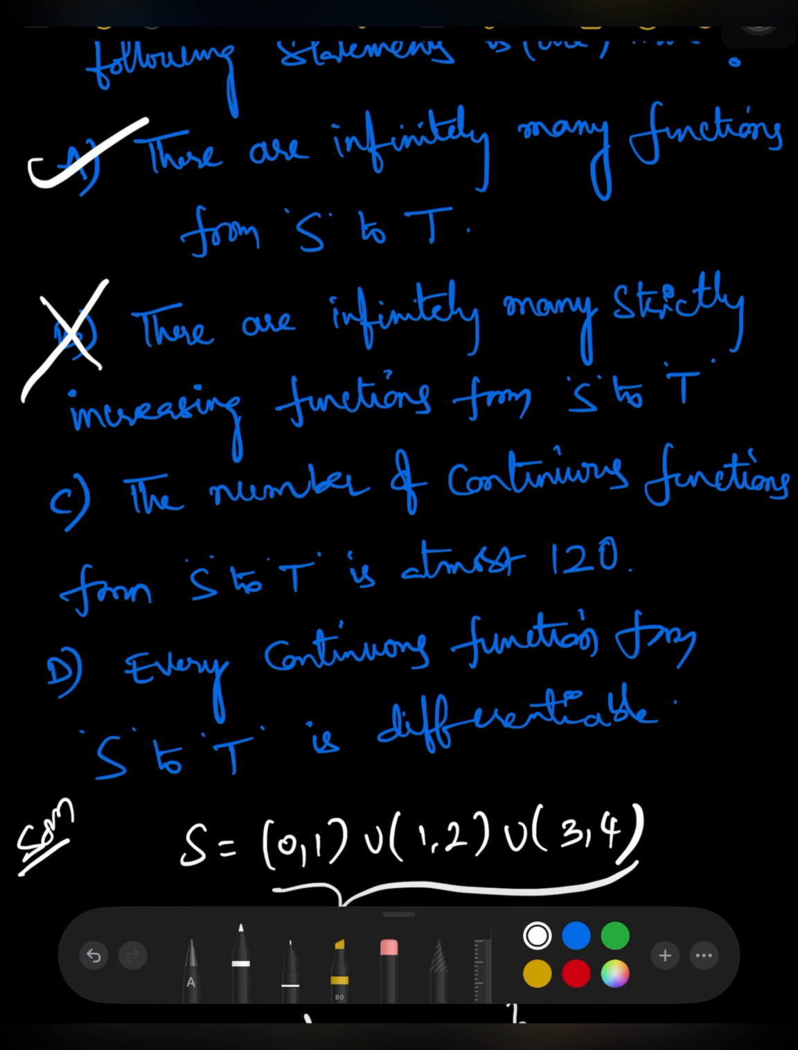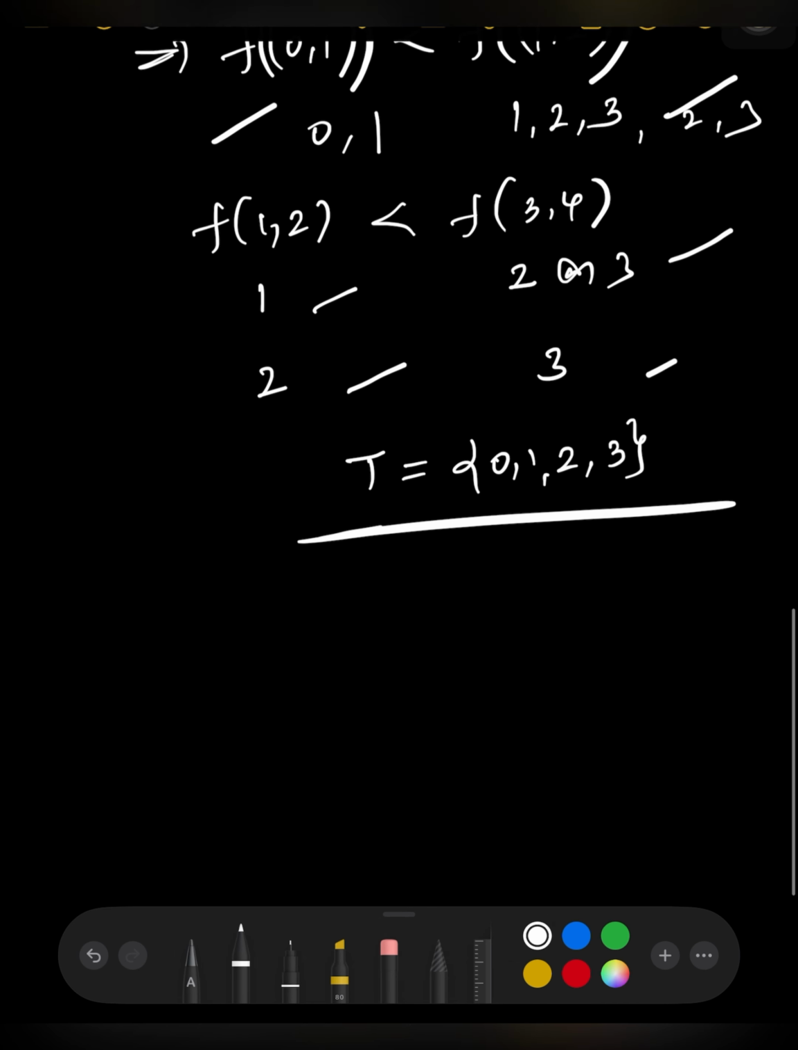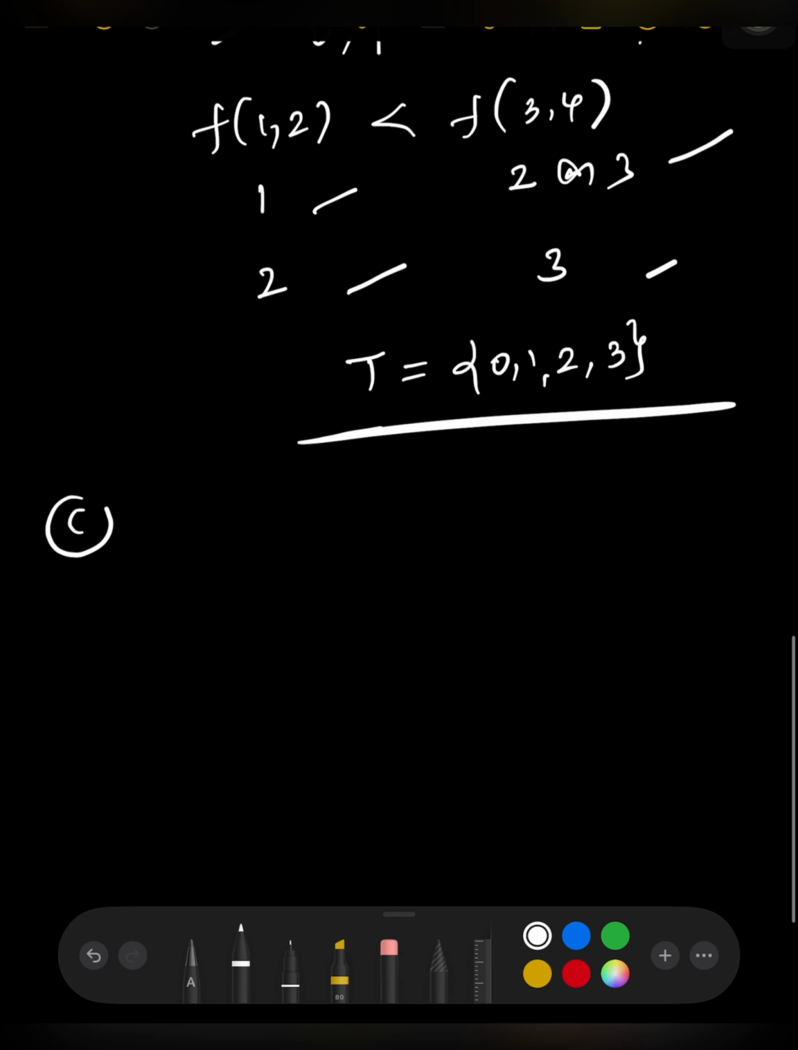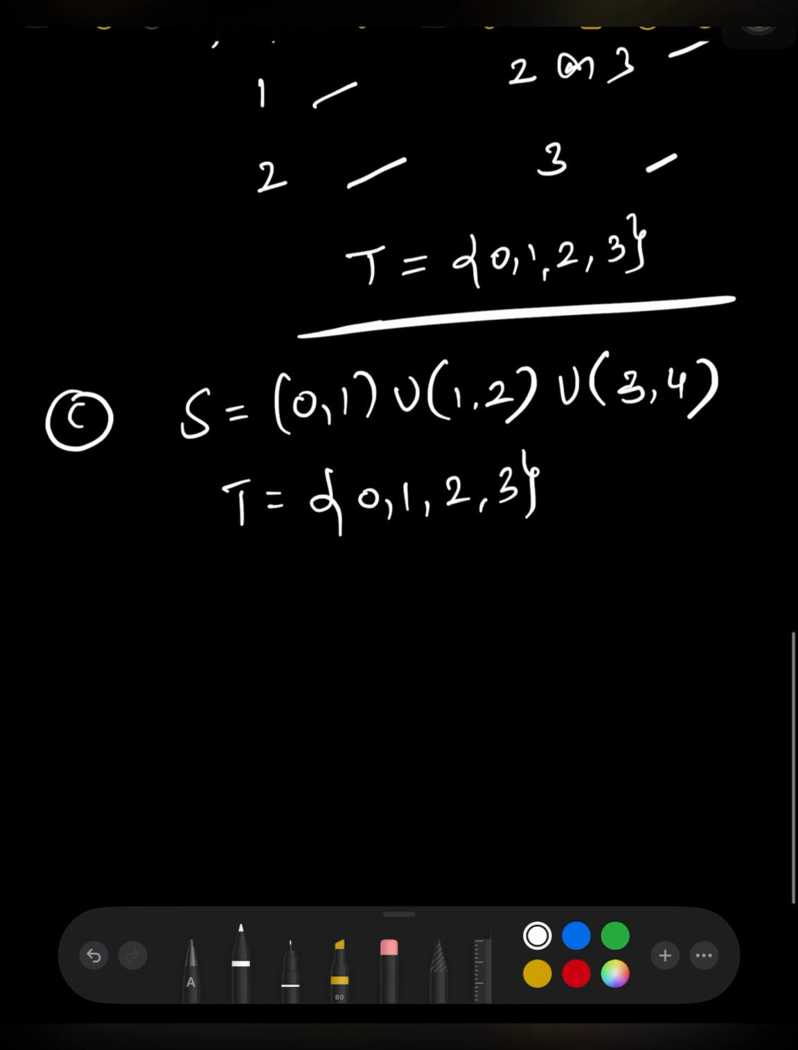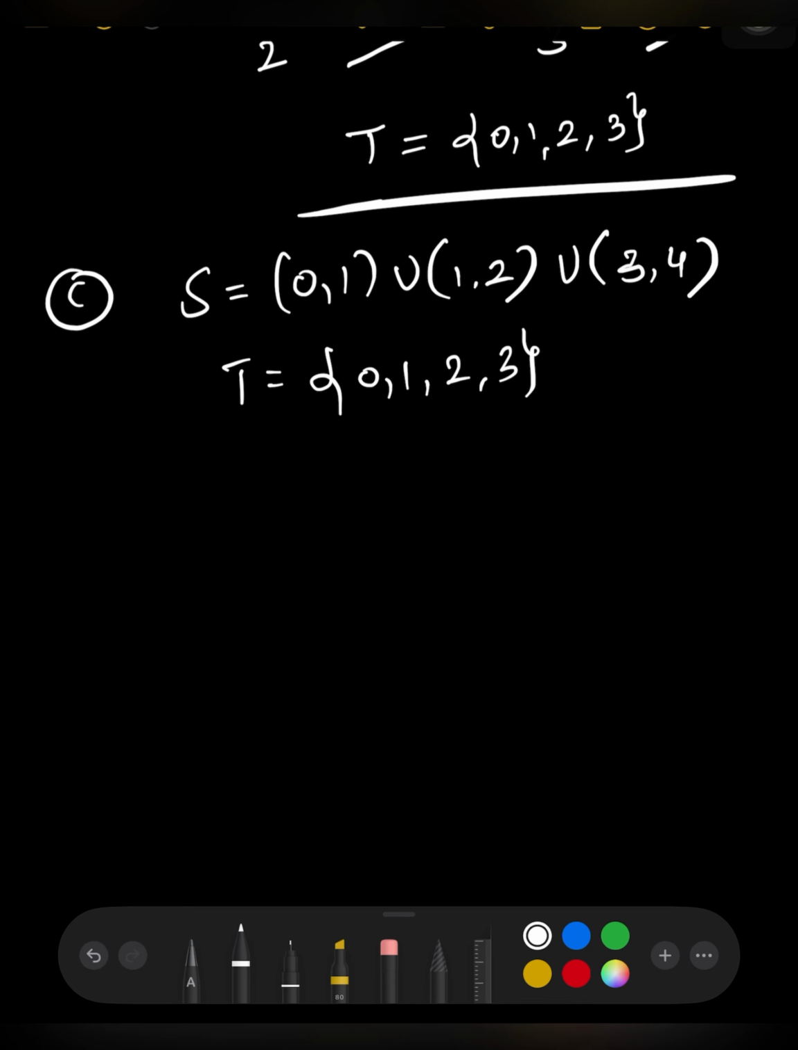The number of continuous functions from S to T is at most 120. At most 120, the number of continuous functions. Now, if you observe the sets, S is 0 to 1, 1 to 2, union 3 to 4, and T equals 0, 1, 2, 3.